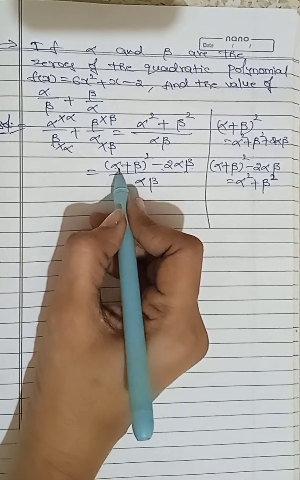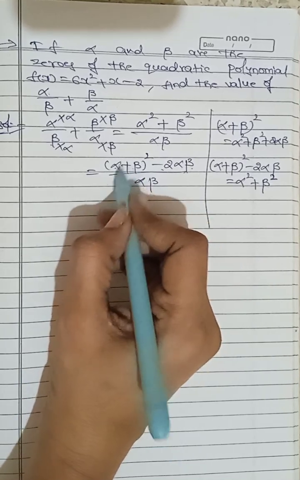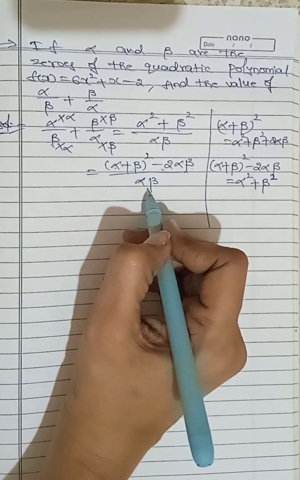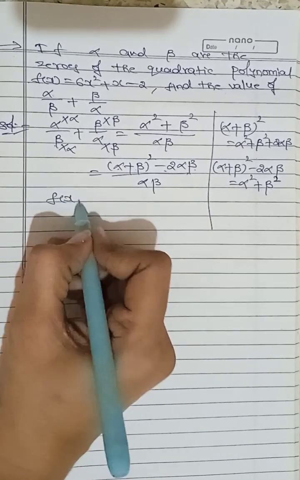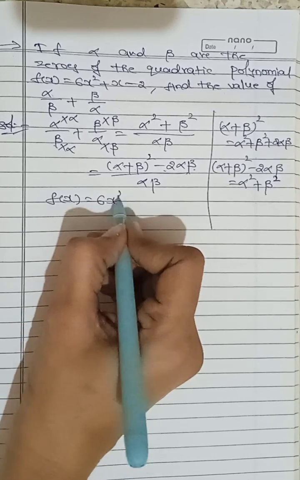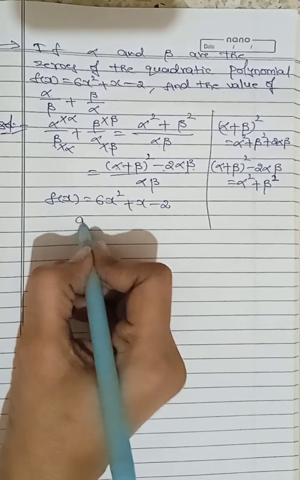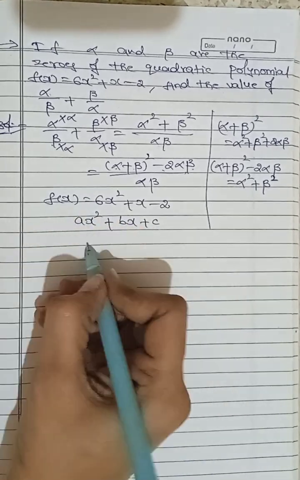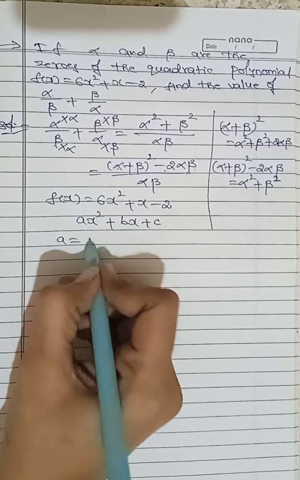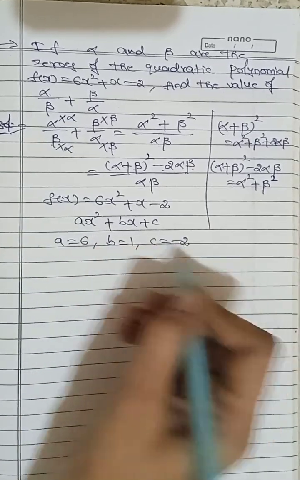We know that here we need alpha plus beta and alpha beta. That means you have to find the alpha plus beta value and alpha beta value by using the polynomial. What is the given polynomial? f of x equal to 6x square plus x minus 2. This polynomial you have to compare with ax square plus bx plus c, where a is equal to 6, b is equal to 1, c equal to minus 2.